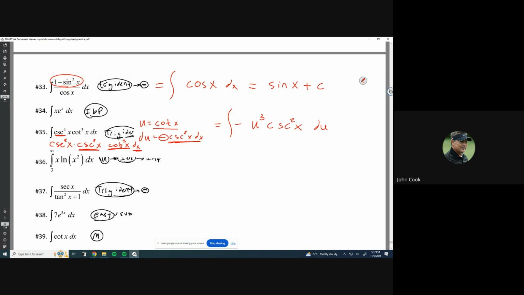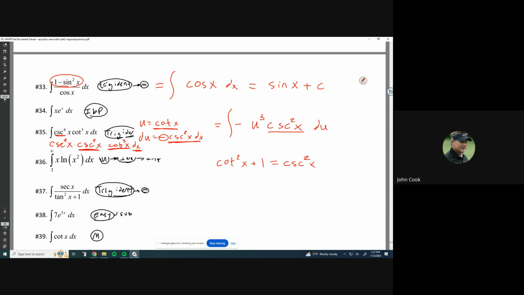So what do I do with it? So this is where it's helpful to use an identity. Remember that one of the Pythagorean identities that we had was cotangent squared of x plus 1 is equal to cosecant squared. So I can just replace the cosecant squared here with cotangent squared. And why is that helpful?